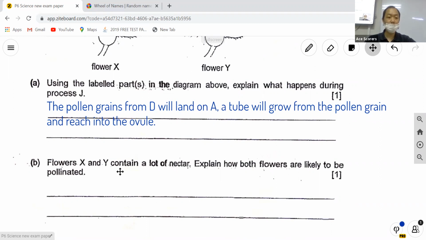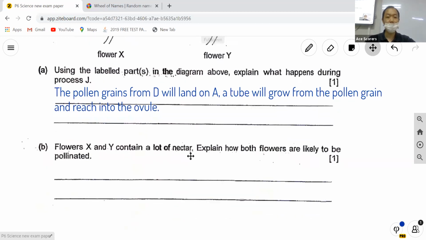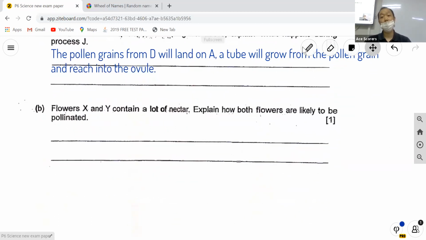Okay, next one. X and Y contain a lot of nectar. Explain how both flowers are likely to be pollinated. Yeah, insect. But you didn't explain though. Did you just write one word, insect? Cannot, if you just write one word, insect.